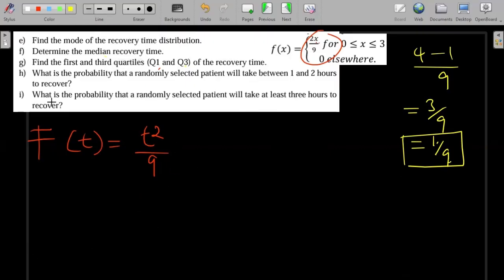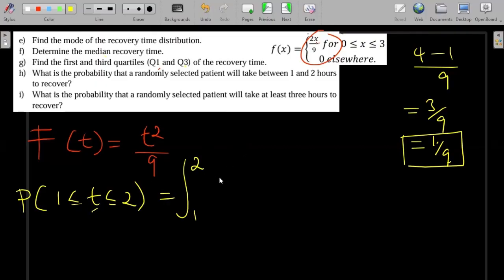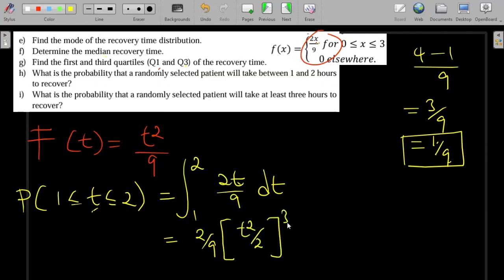Okay, so I'm going to say the probability that the time is between 1 and 2, just the integral from 1 all the way to 2 of this guy. Since I have t here, I'm going to write this one in terms of t. It doesn't change anything, it's just a variable. So it will be 2t over 9 and then dt. Okay, so the 2 over 9 can come outside, and then I integrate the t that will remain here. So it will be t squared over 2, and then I have 2 as the limits, and then 1.